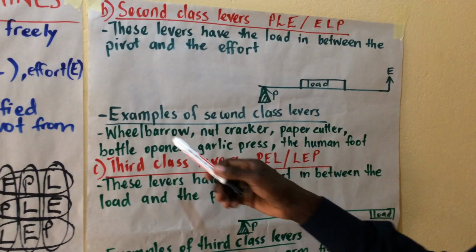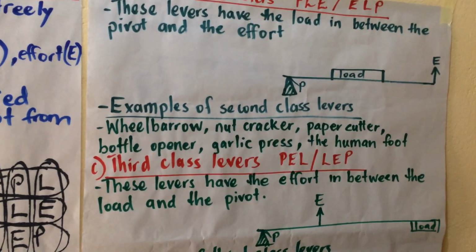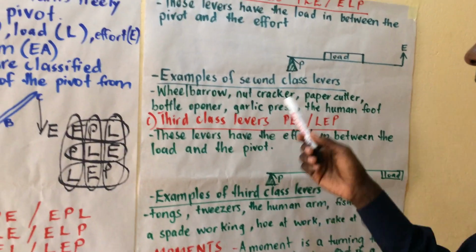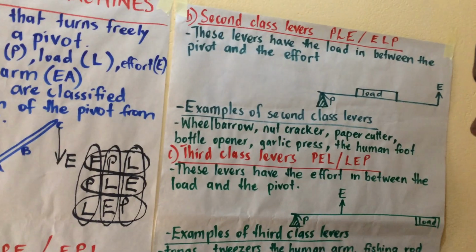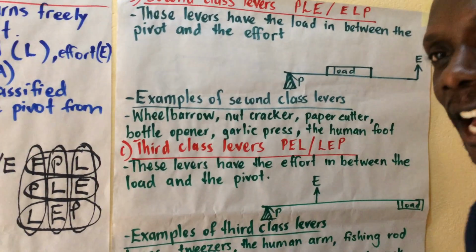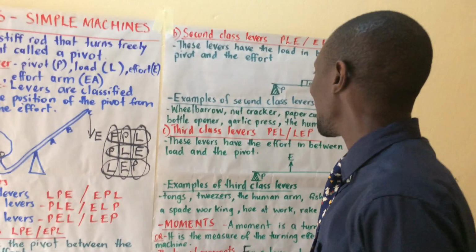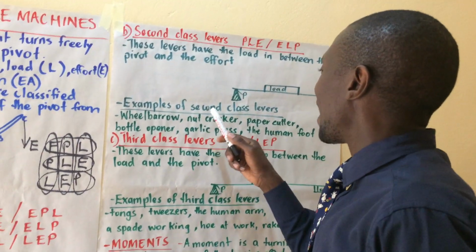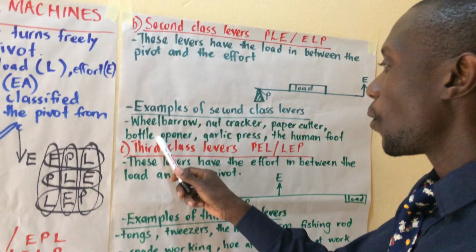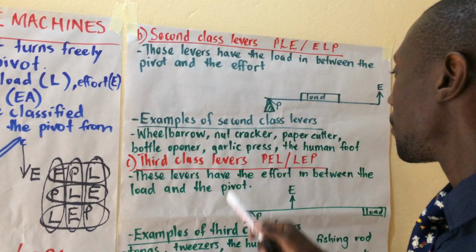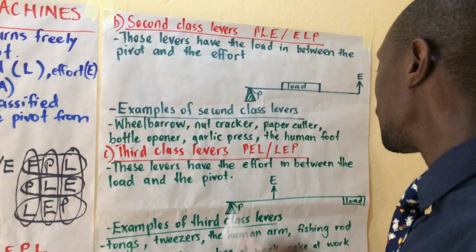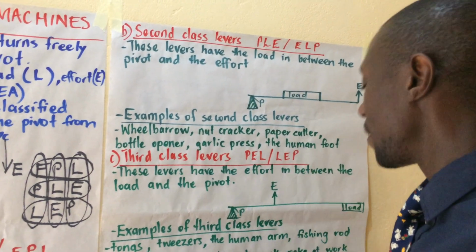Yeah, so examples of these levers, we have got a wheelbarrow. Times are not easy. Accessing some of these things is not easy in this corona time, COVID-19, because we are in a quarantine or lockdown. Okay, we have got a nut cracker, then we have got pepper cutter, bottle openers, garlic press, there's even a lemon squeezer, then we have the human foot.